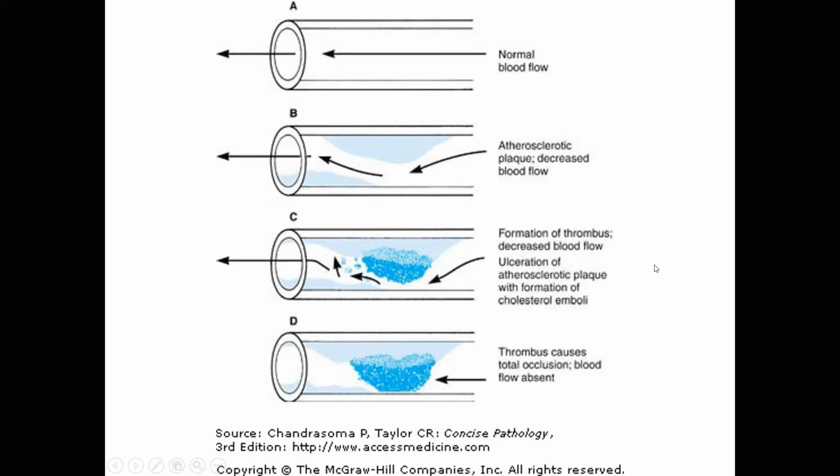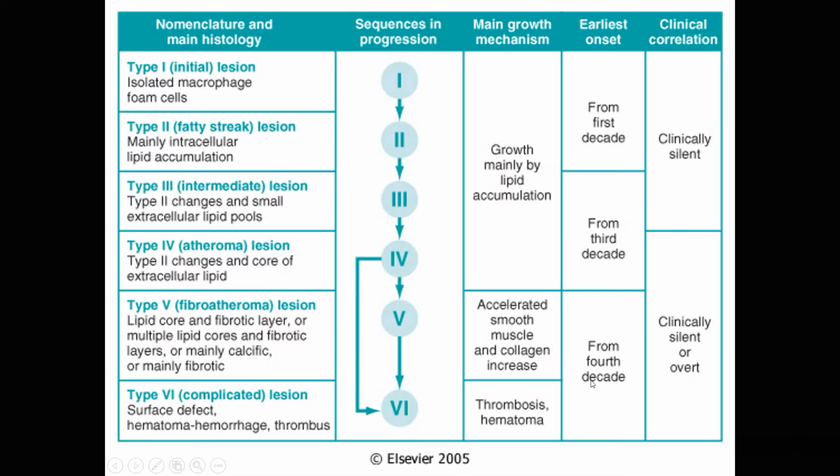This picture illustrates the progress of the coronary atherosclerosis. A normal blood flow initially. The plaque is growing here. First decreased blood flow, later the plaques will complicate with formation of thrombi. Further obstruction, and finally almost total occlusion and blood flow absent. This is the progress of the atherosclerosis in a vessel.